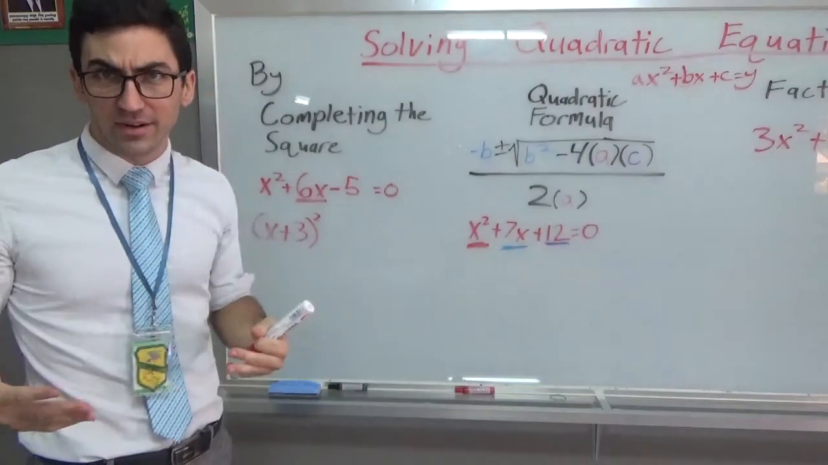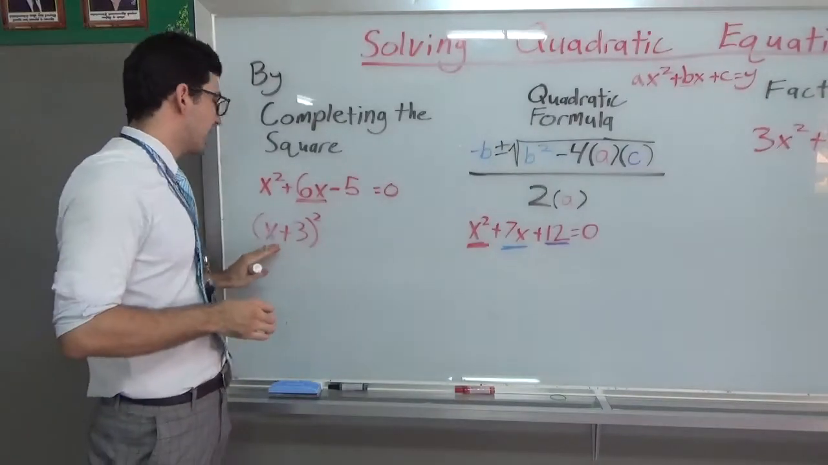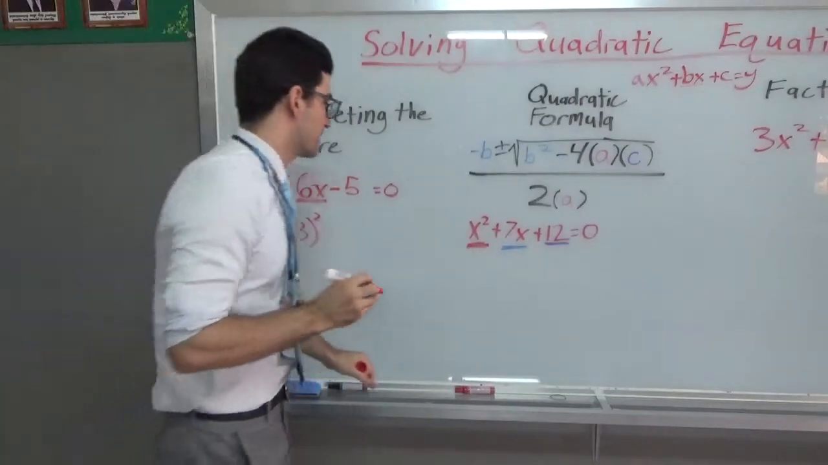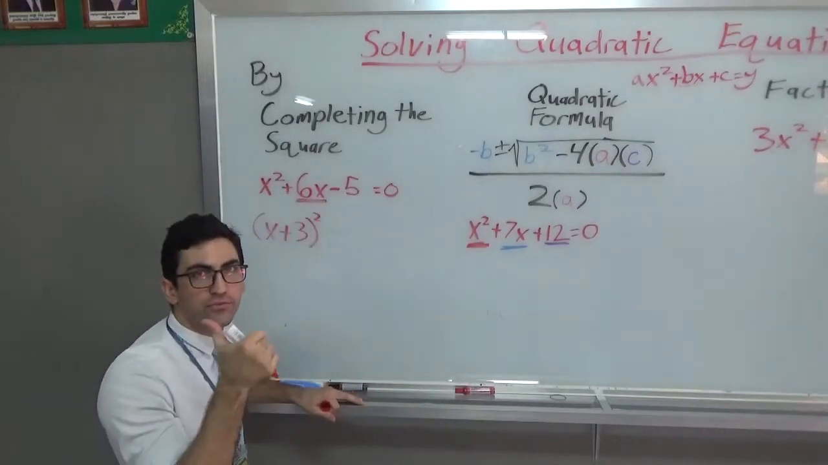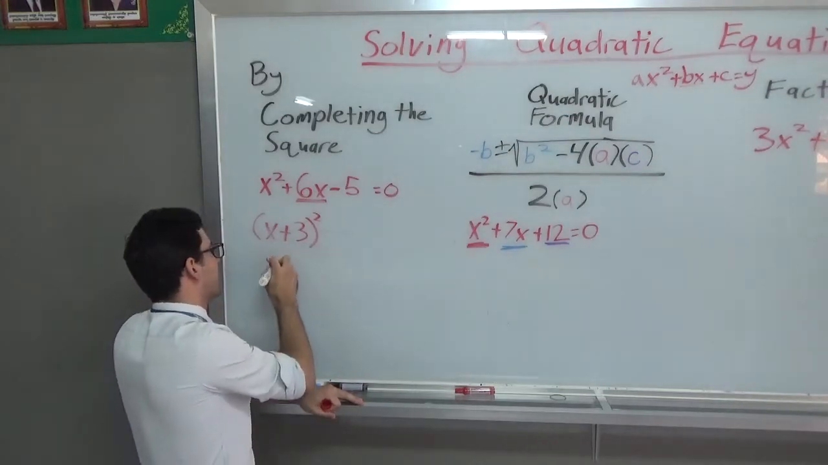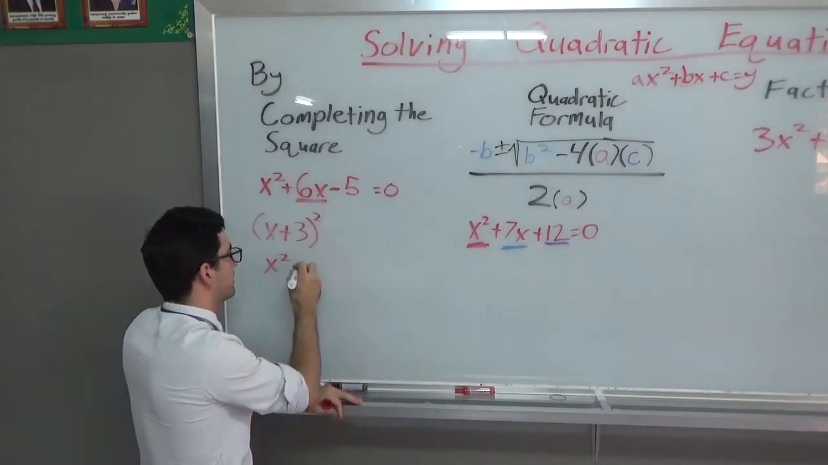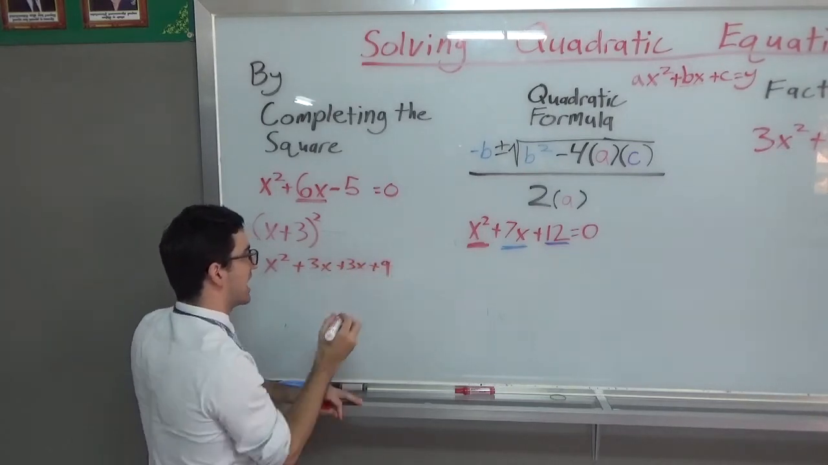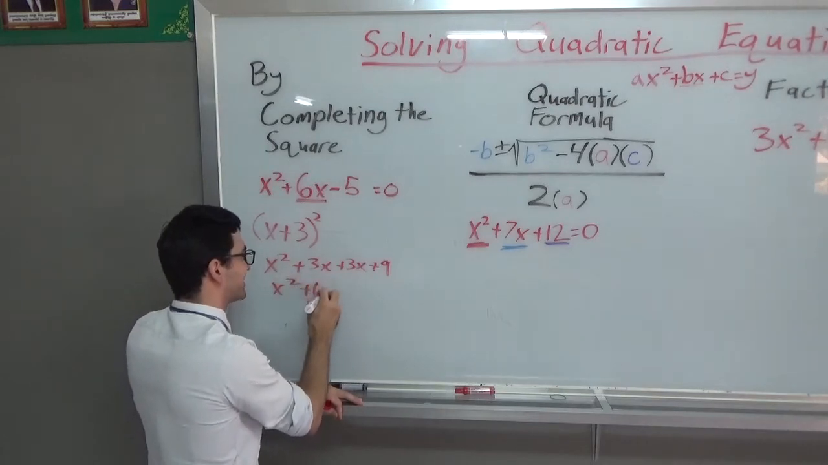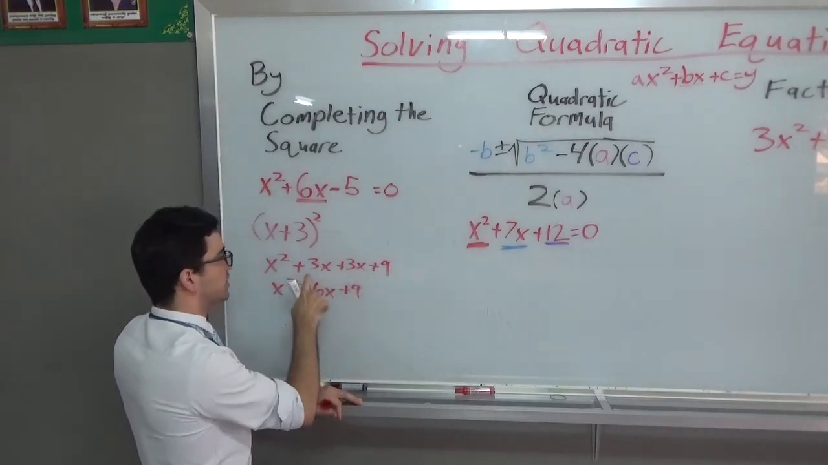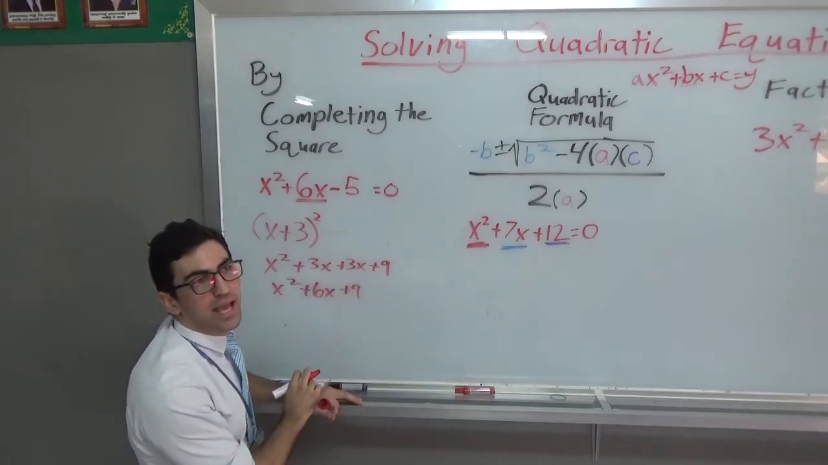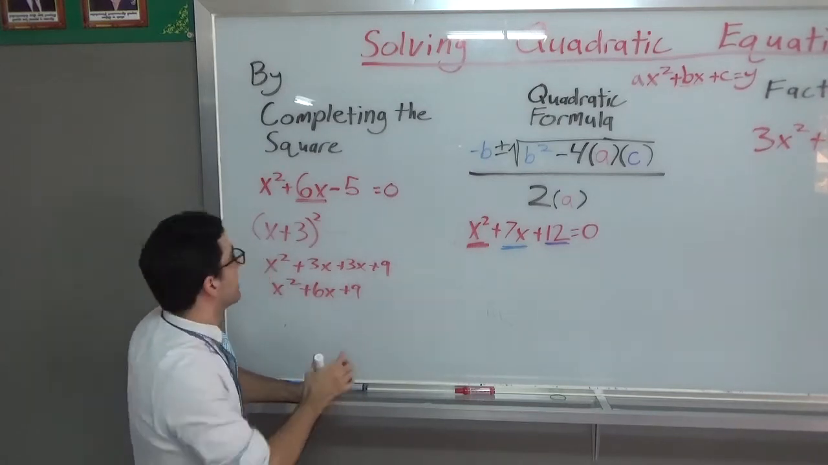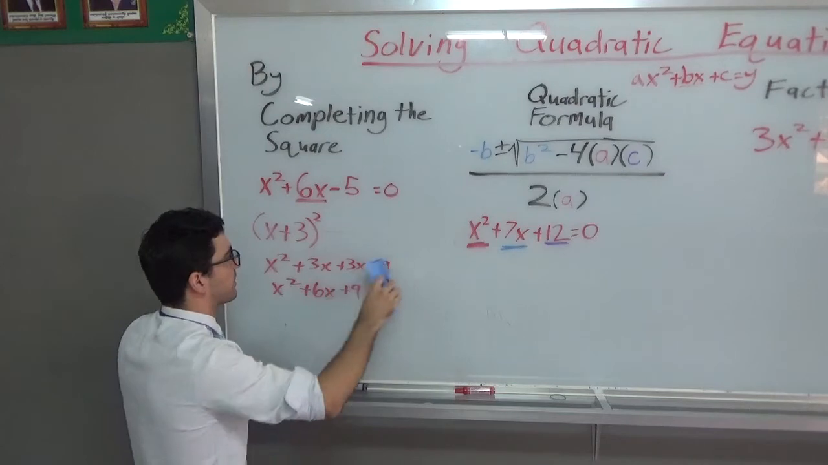So this is not the final answer, because as we know, when we do x plus 3 squared, if I were to re-expand that out, here's what I would get. If we do the FOIL, first, outer, inner, last, we will have x times x is x squared plus 3x plus 3x plus 9. So if I combine the two, 3x plus 3x, we have x squared plus 6x plus 9. That's what this is equal to.